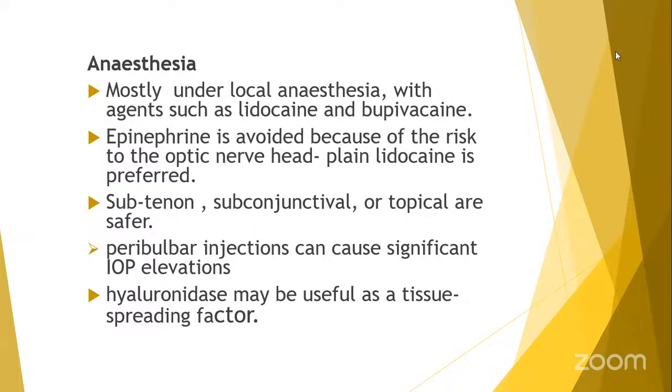And these days, retrobulbar anesthesia is not used. Peribulbar injections can be used with care, but it can also cause significant intraocular pressure elevation. But if you do use peribulbar injection, try not to massage, because massaging increases the pressure on the optic nerve. For subtenons injections, most of the time what we use. Some people use subconjunctival injection or even topical, and these are safer. You can use your Hyalase as a spreading factor.